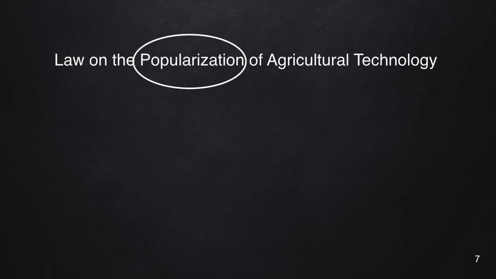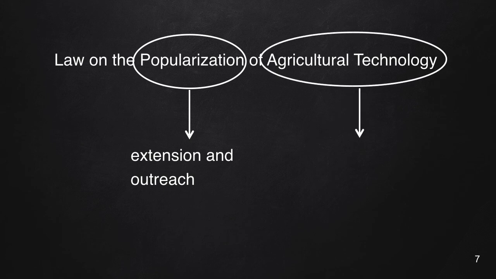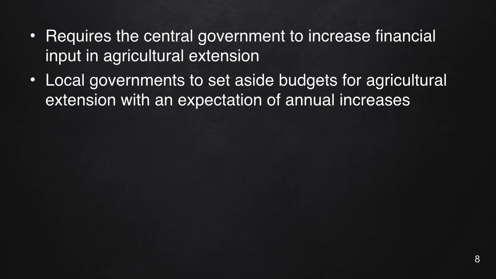Popularization, in the title of the law, refers to extension and outreach. Agriculture technology in the law refers to research and technology that is applicable in crop production, forestry, animal husbandry, and fishery, including but not limited to breeding, cultivation, and the like. The law requires the central government to increase financial input in agricultural extension and local governments to set aside budgets for agricultural extension with an expectation of annual increases.